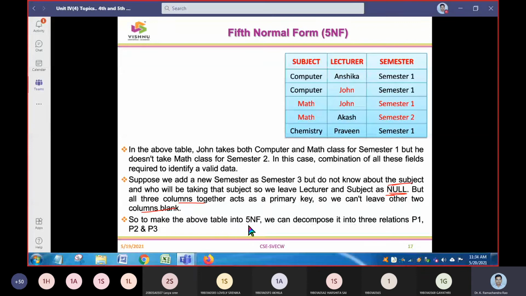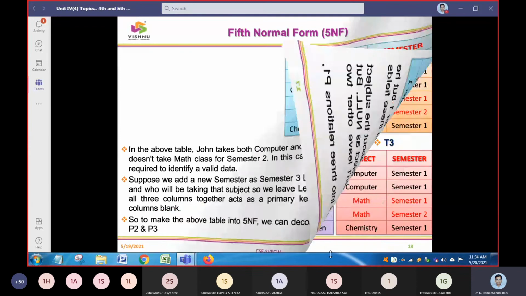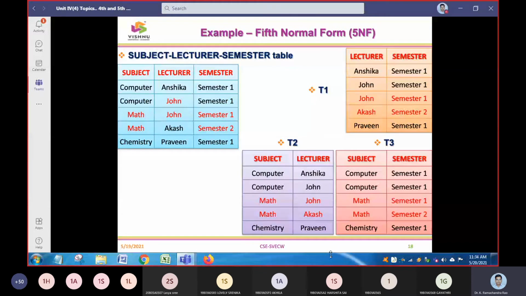So to make this table in the fifth normal form, we need to decompose the table as small as it can. So how can we go for decomposition? We can go for decomposition with subject, lecturer, and semester.